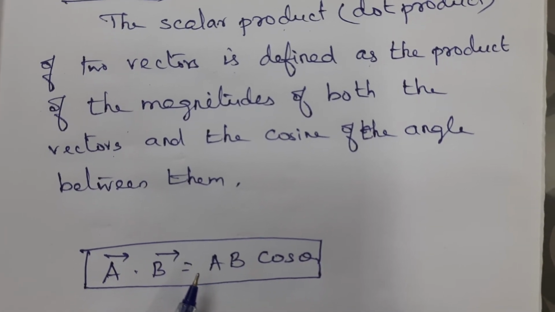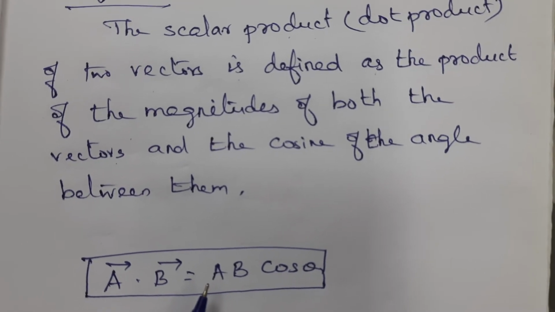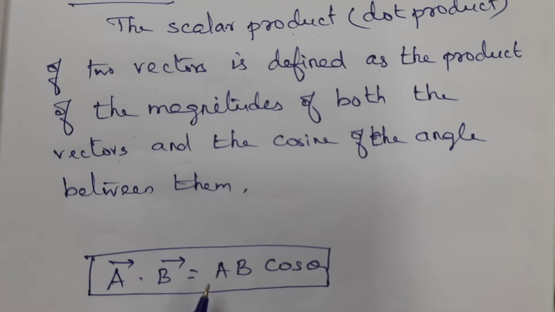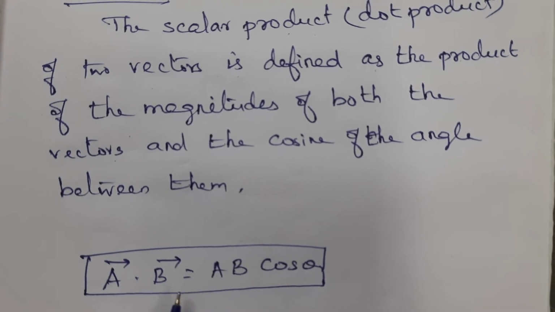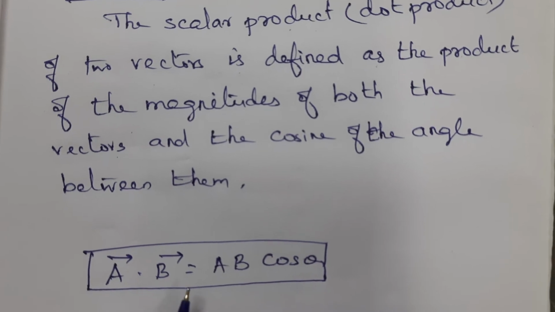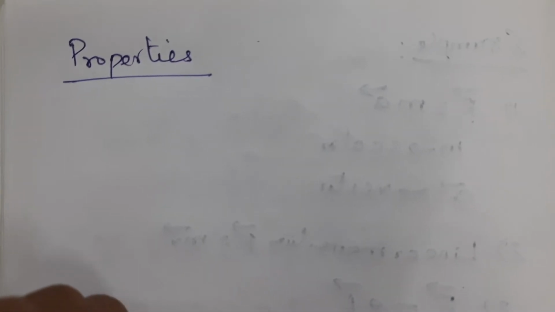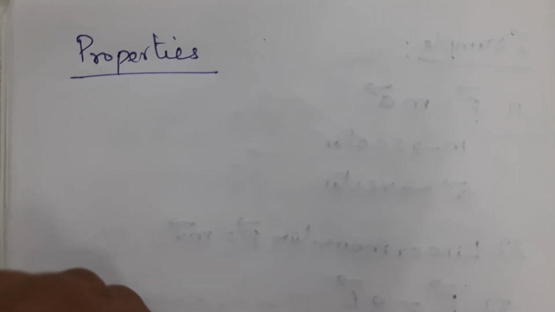So scalar product of two vectors is defined as the product of the magnitudes of both the vectors and the cosine of the angle between them. So A dot B equals AB cos theta. Let's see the properties one by one.